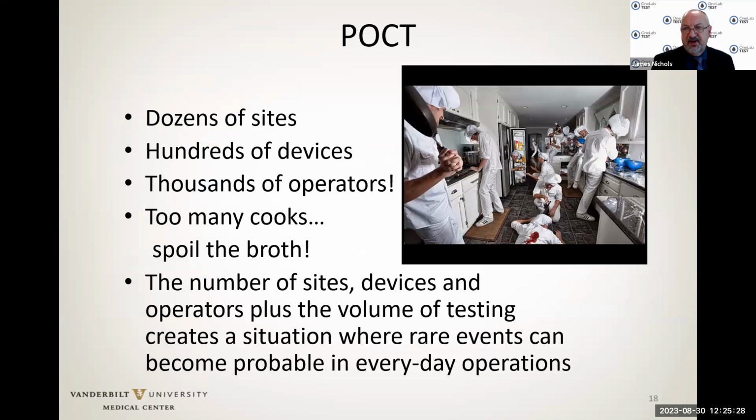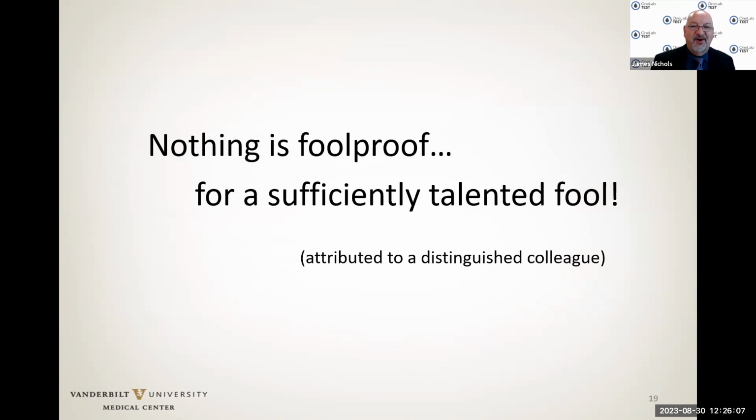As we talk about point of care testing, this is testing conducted outside of the clinical laboratory. We have to consider dozens of sites, hundreds of devices, and thousands of operators. It's like having too many cooks spoiling the broth. We've heard about that in the kitchen. The reason I pick on point of care here is that the number of sites, the number of devices, the volume of operators, plus the amount of testing that we're doing creates a situation where even rare events could become everyday types of errors. So these are good to kind of start from.